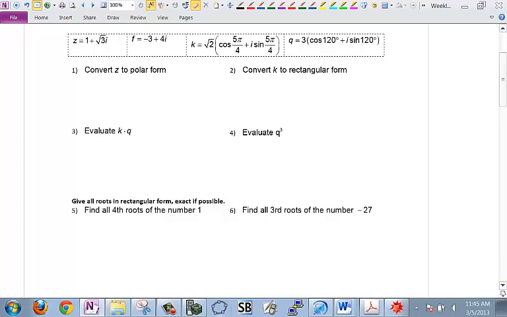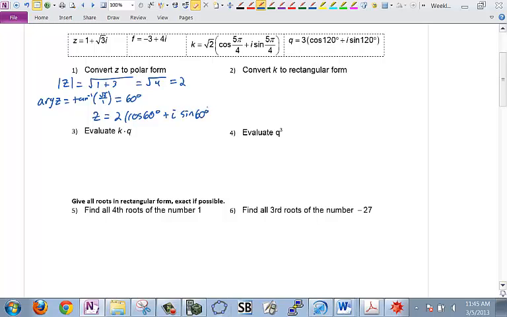convert z to polar form. So we start with the modulus of z, which is going to be the square root of 1 squared plus radical 3 squared. 1 plus 3 is 4, and the square root of 4 is 2. Then the argument of z is going to be the inverse tangent of radical 3 over 1, which is 60 degrees, or pi thirds radians. So z is 2 cosine 60 degrees, or pi thirds radians, plus I sine 60 degrees. So that's the answer to part 1, yeah?